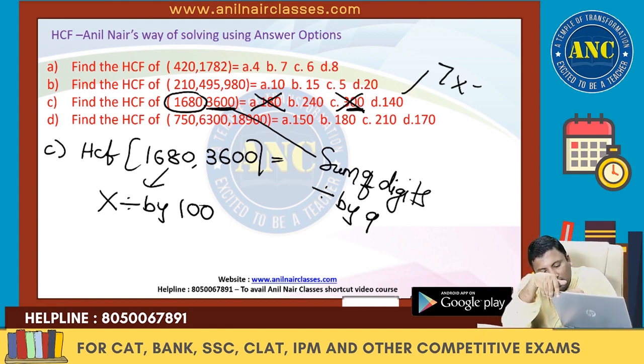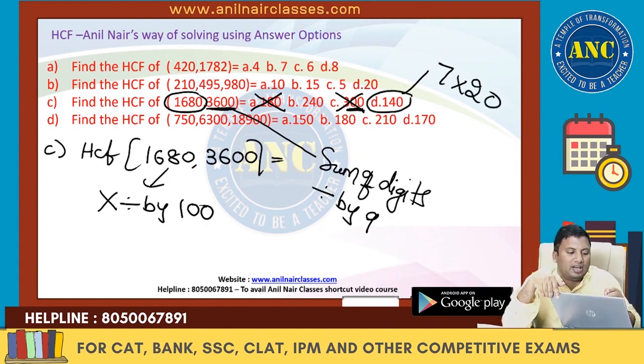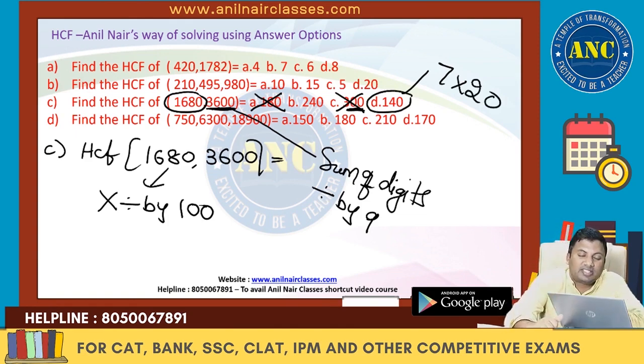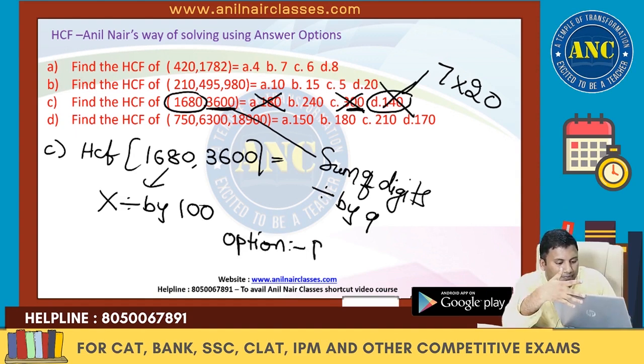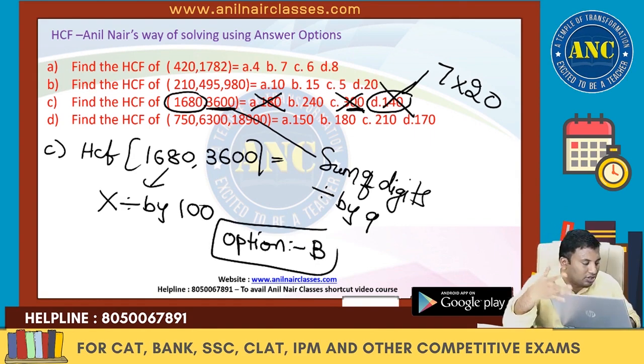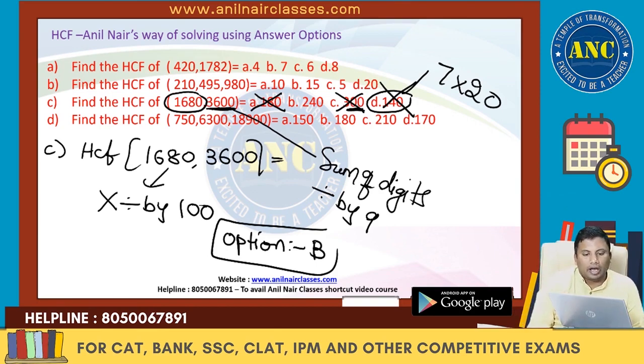140 is 7 into 20. Option D is divisible by 7. 1680 is divisible by 7. 3600 is not divisible by 7. 140 is ruled out. So the answer for this question is option B. I hope it is clear, right?